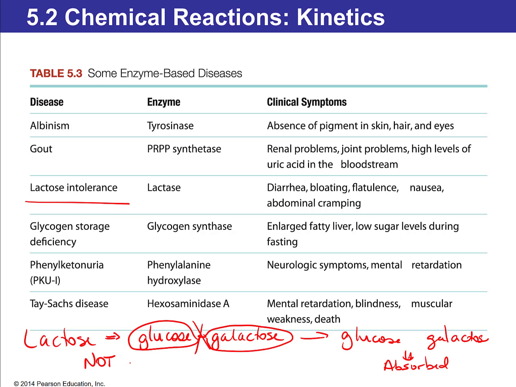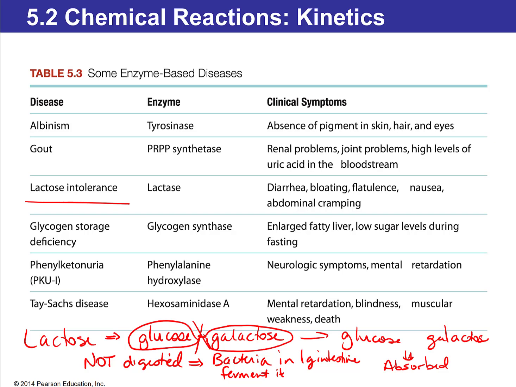So if it's not digested, because you're missing this enzyme, bacteria in your large intestine ferment it. They can use it. They like this sugar. It's not a problem. They like sugar, but they're going to ferment it. When they ferment it, they're going to make carbon dioxide and they're going to make acid.